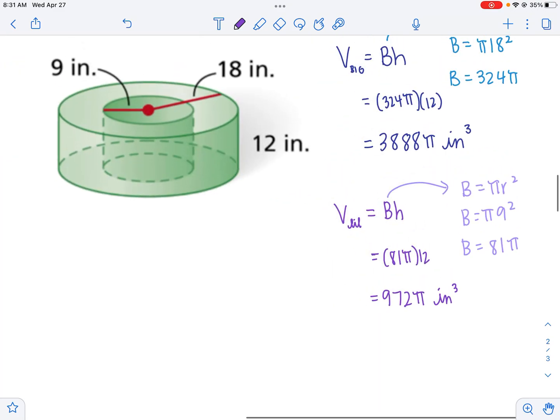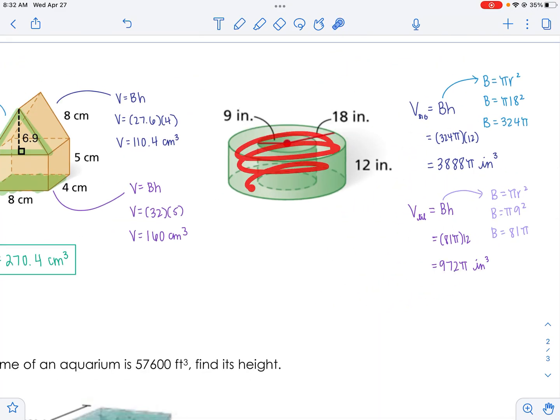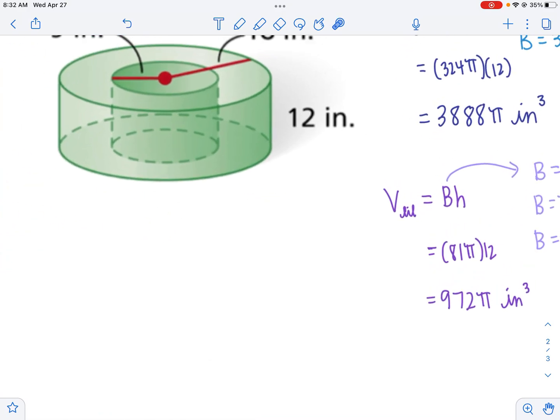And now I have to think for a second. So I found the volume of the big cylinder, and then I found the volume of the little cylinder. But how would I just find the volume of the paper towel roll, or the toilet paper roll? How would I just find the volume of that round part? Well, in order to do that, I would have to subtract in this case. If I have a hole, I'm subtracting. I wouldn't be adding a hole. If I have a hole, it means I need to take it out or subtract it.